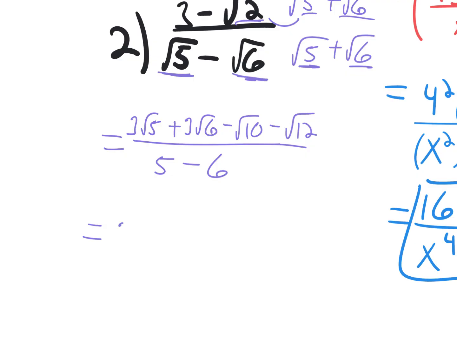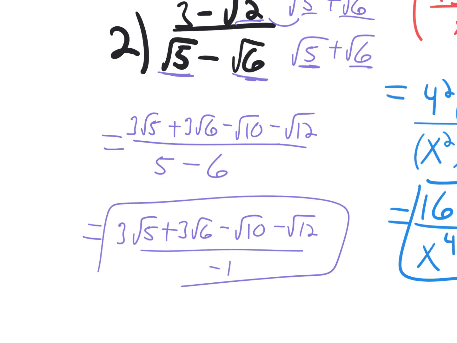Can we do anything to the bottom? Good, right? So we can combine those like terms and make it -1. So after doing that, we should end up with no radicals on the bottom. All of the radicals can remain on top.